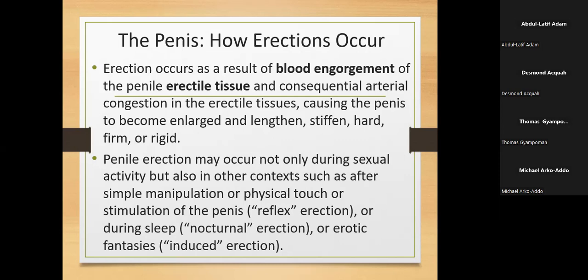When you say something is engorging, it means it's accumulating blood in there. Now, how is it that the blood doesn't flow out? It gets accumulated, and as we move on with the discussion, we will talk about that. So once blood gets into the erectile tissues of the penis, it will become big, it will enlarge, it will be stiff, it will be hard. These are all the expressions of what we call an erection.